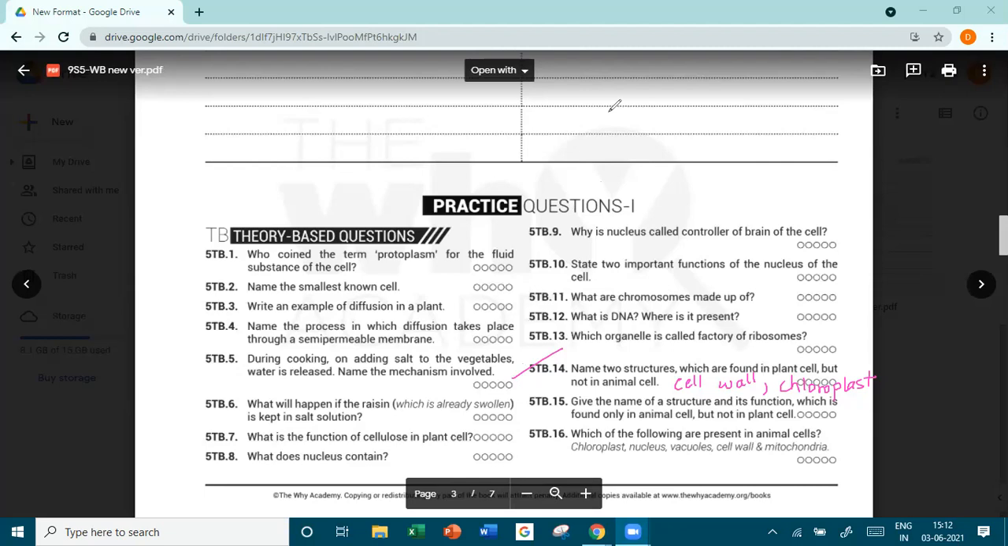Aryan, vacuole, no. Vacuole is present in animal cells, but it is smaller in size, right? Present in both. So lysosome is the only structure which is found in animal cells but not in plant cells.